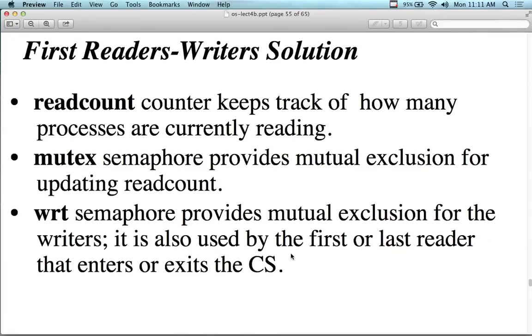So the solution to the problem in the reader-writer problem, and this is how some of the logic has been built into some of these systems, is to do a read count. The read counter keeps track of how many processes are currently reading. If nobody's currently reading it, they'll let it go. So it's a counter. Somebody logged in, somebody else logged in.